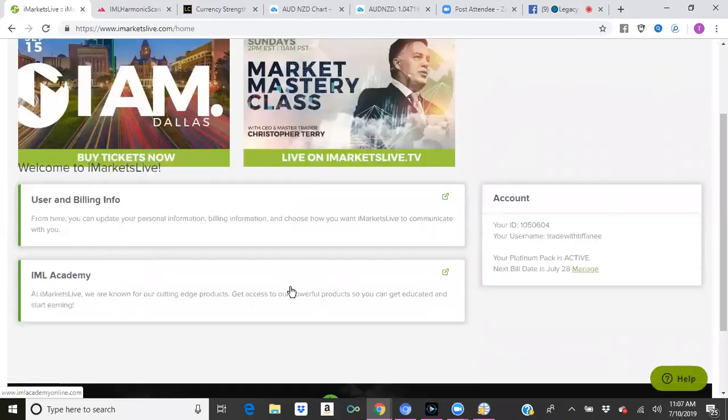So when your sponsor says, I need a screenshot of your active status and your next billing date, if you're pulling it up from your cell phone, you want to make sure this section here where my cursor is is inside of that screenshot. Okay.